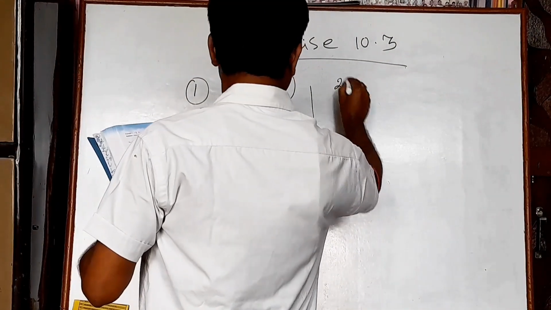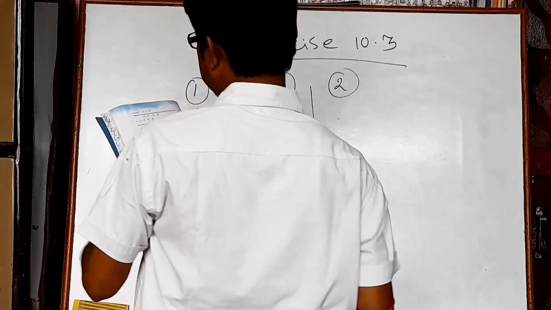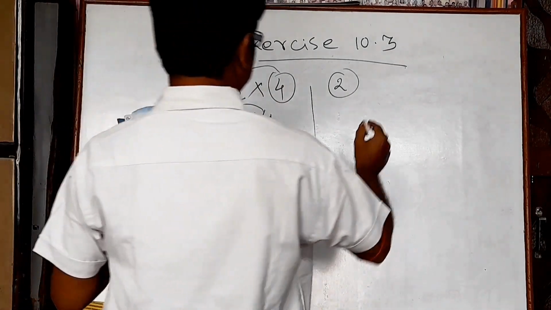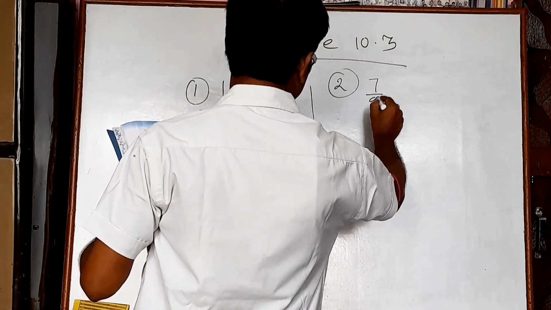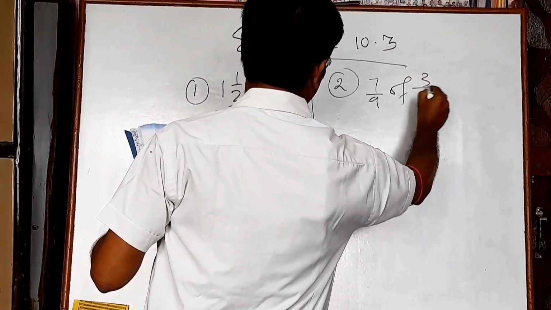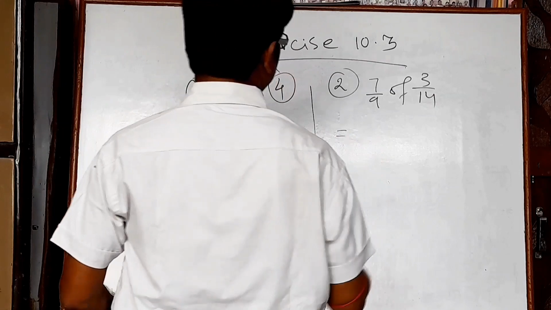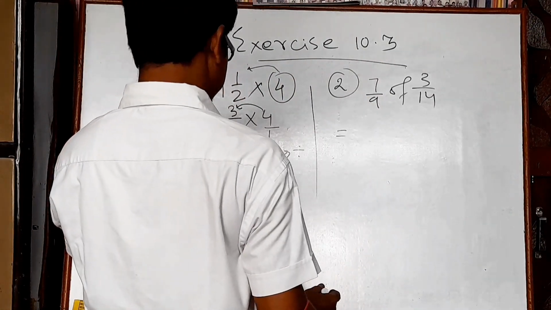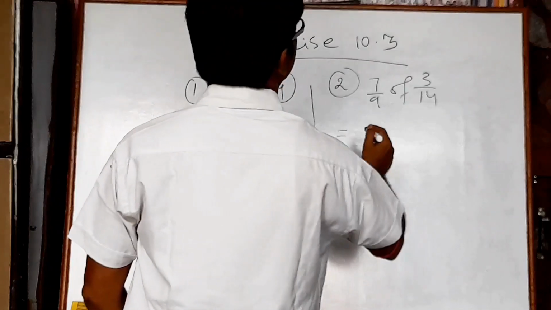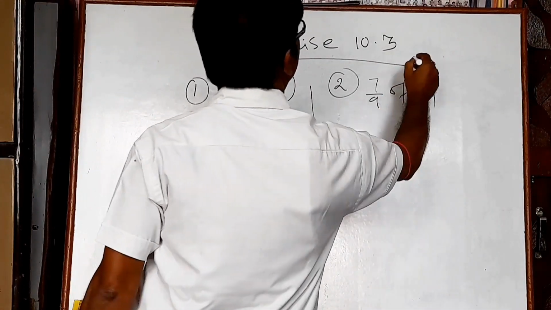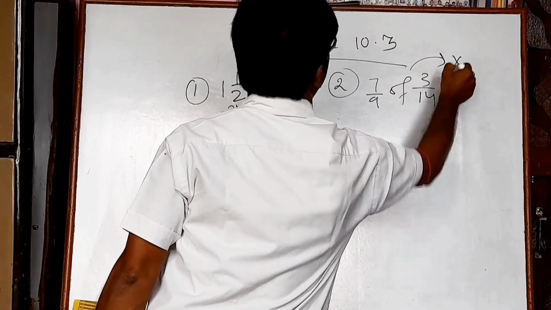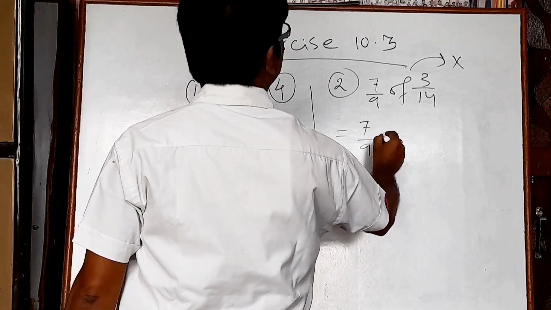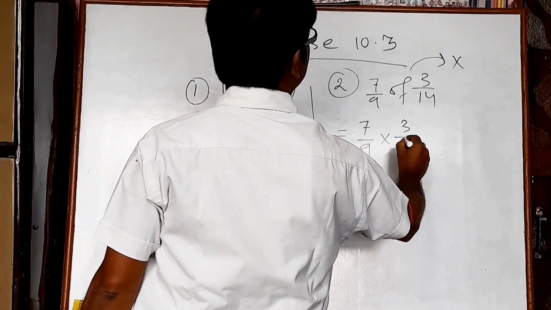see question number 2. Here it is 7 by 9 of 3 by 14. Of means what? Of means multiply. Try to understand this. Try to remember this. Of means multiply, multiplication sign. So 7 by 9 into 3 by 14.